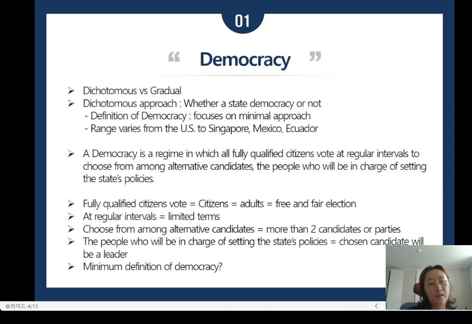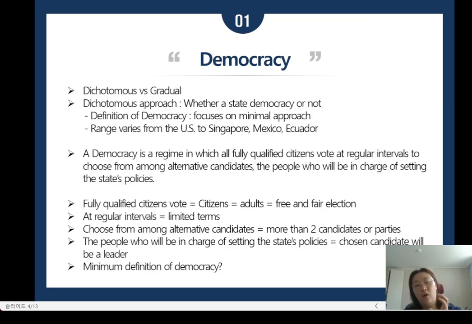And democracy is a regime in which fully qualified citizens vote at regular intervals to choose from among ultimate candidates the people who will be in charge of setting the state's policy. So let's dissect this sentence. A democracy is a regime, right? So we have learned a regime is a system, a form of government, in which fully qualified citizens. According to the law, what a fully qualified citizen is may be different.